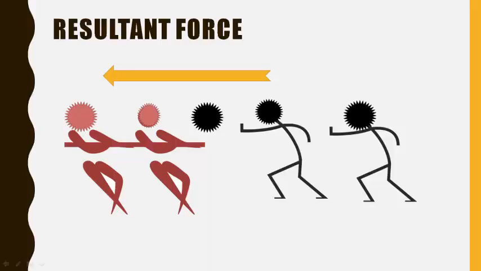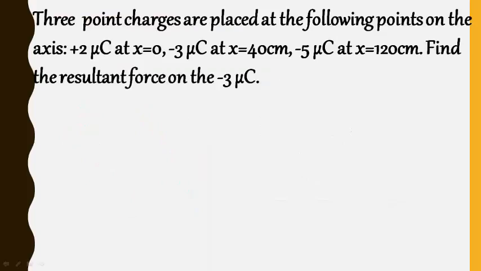Let us solve a numerical for understanding it in the mathematical form. Here 3 point charges are placed at the following points on the x axis: plus 2 microcoulomb at x equals 0, minus 3 microcoulomb at x equals 40 centimeter and minus 5 microcoulomb at x equals 120 centimeter. Find the resultant force on the minus 3 microcoulomb charge.